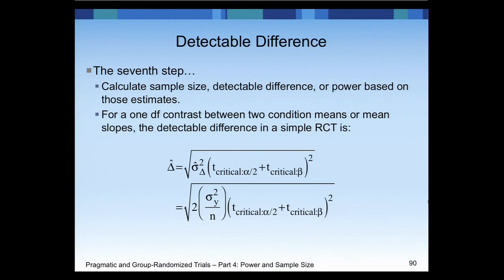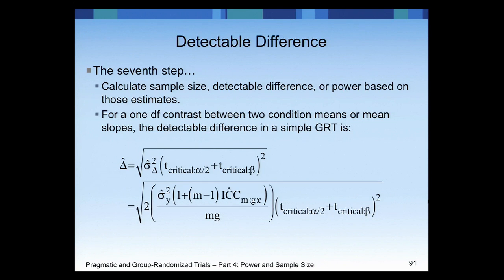So it's a very straightforward calculation. It's not iterative because nothing's going to change. We may decide that that detectable difference isn't adequate, and so change the sample size for the study. But otherwise, it's not an iterative activity.